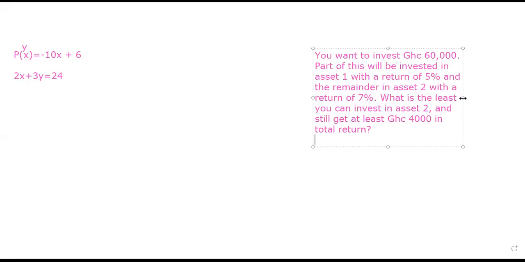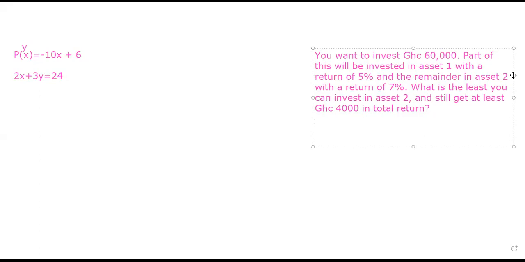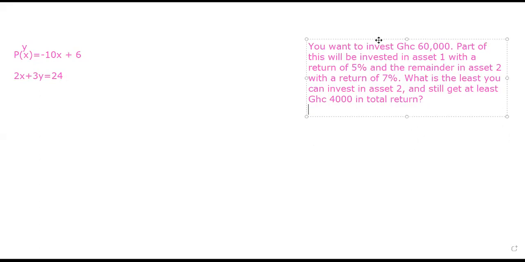So please, read for me. You want to invest 60,000 Ghana cedis. Part of this will be invested in asset one with a return of 5% and the remainder in asset two with a return of 7%. What is the least you can invest in asset two and still get at least 4,000 Ghana cedis in total return?